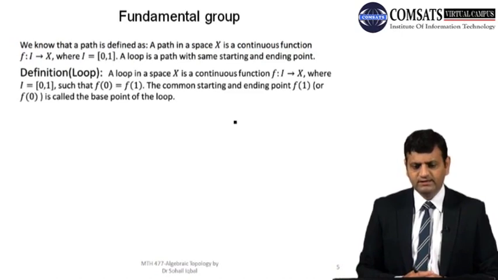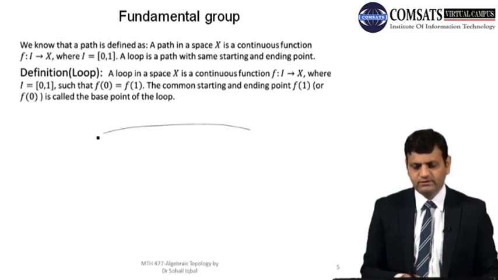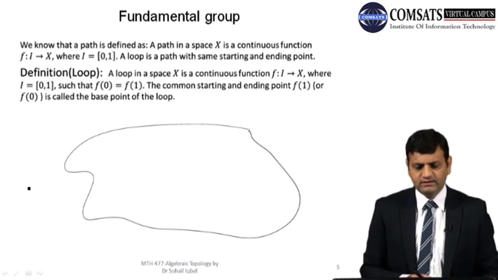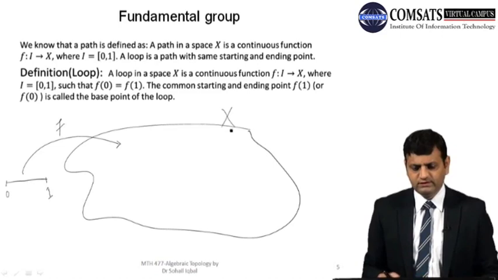A loop in a space X is a continuous function f from I to X, where I is equal to the closed interval 0 to 1, and f of 0 is equal to f of 1. The common starting and ending point, f of 0 or f of 1, is called the base point of the loop. For example, if this is the space X and this is the interval 0 to 1, then a loop is a continuous function from 0 1 to the space X.